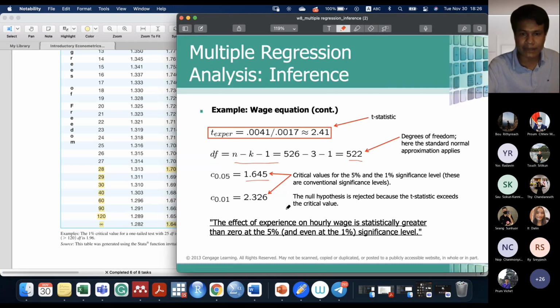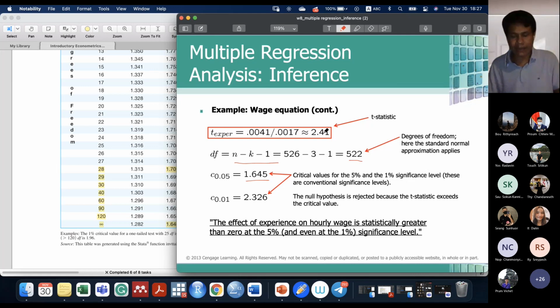That's why we obtain this critical value, 1.645. Then you can compare the T statistic and the critical value. And you see now the T statistic is higher than the critical value, so you reject the null hypothesis. The null hypothesis states that there is a chance that the population parameter equals 0. But here you say no, we reject the null hypothesis. We say that experience has a significant effect on wage.